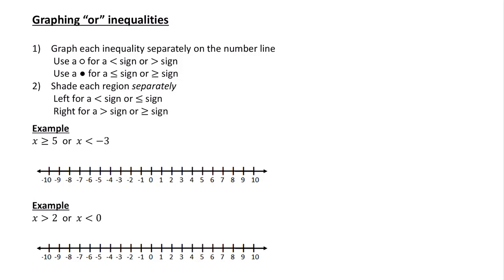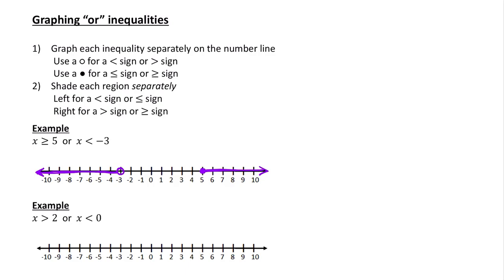So x is greater than or equal to 5. Okay, I'm going to go to 5 and put a filled in circle, right? So x is greater than or equal to 5 means numbers bigger than 5, so I'm going to shade right, okay? And then I'm going to work on my other inequality. And so I'm going to graph each separately, but it's all going to go on the same number line. So then I go to negative 3, and I need an open circle because it's a less than sign. And then all the numbers that are less than negative 3 are going to be to the left. So I'm going to shade that region, okay? So you just basically think about each inequality separately, but it's just all on the same number line.